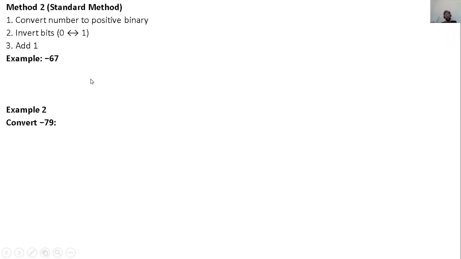What do we do now? Let's do the standard method. If we want to display any number in negative, we convert the number to positive binary, then invert the bits and add 1 to that.